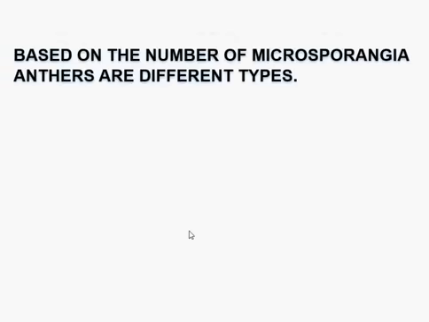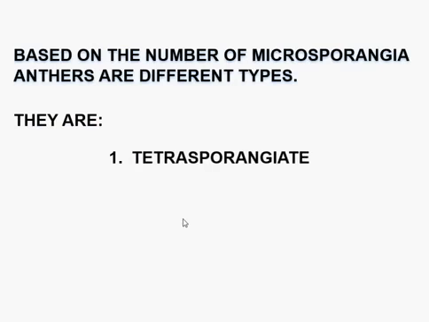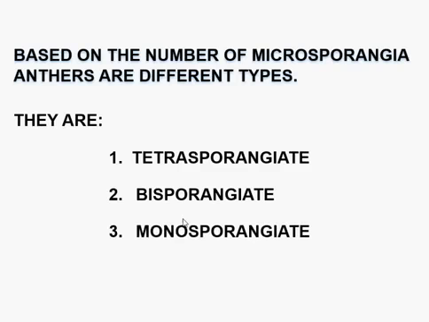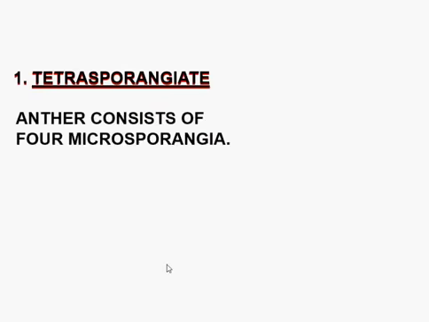Based on the number of microsporangia, anthers are of different types. They are tetrasporangiate, bisporangiate, monosporangiate. So let's discuss each one. Tetrasporangiate anther. Anther consists of 4 microsporangia.